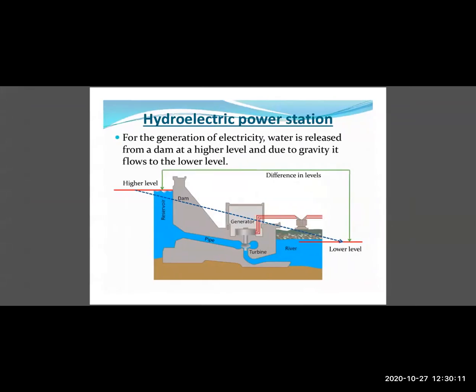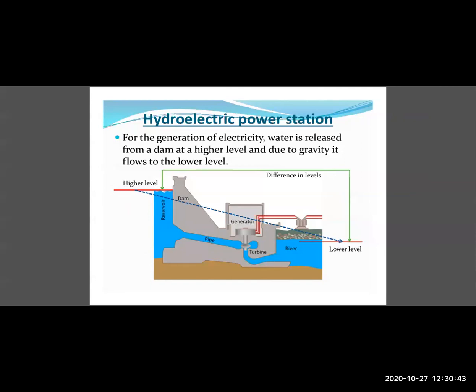To understand this, let us take an example of a hydroelectric power station. In a hydroelectric power station, electricity is generated by making use of the flow of water from a higher level to a lower level. For the generation of electricity, water is released from a dam at a higher level, and due to gravity it flows to the lower level. We make use of the difference in levels, as the water stored behind the wall of the dam is at a higher level.